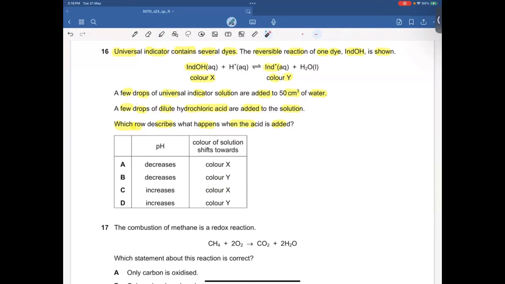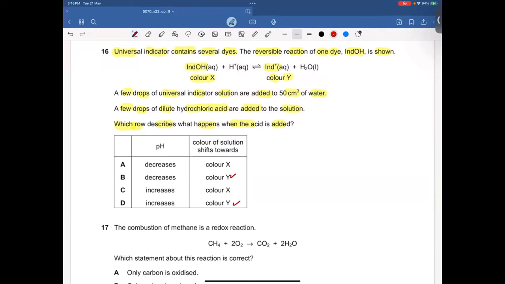When you add acid, obviously it increases the concentration of hydrogen ion. If it increases the concentration of hydrogen ion, then equilibrium favors the right hand side. If equilibrium favors the right hand side, color changes from color X to color Y. So the color of the solution shifts towards Y.